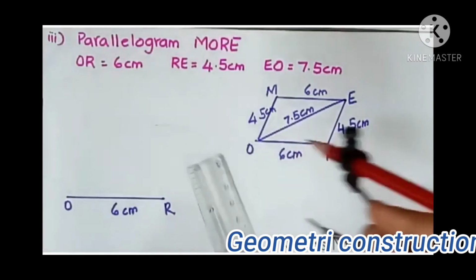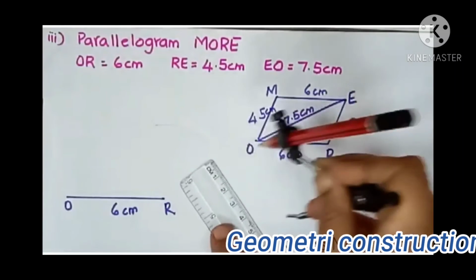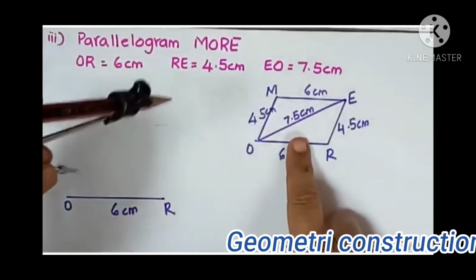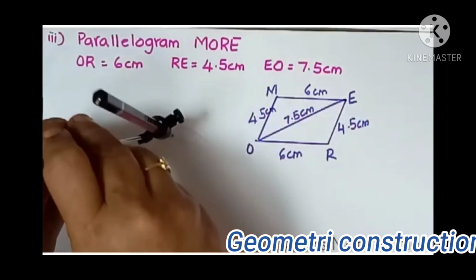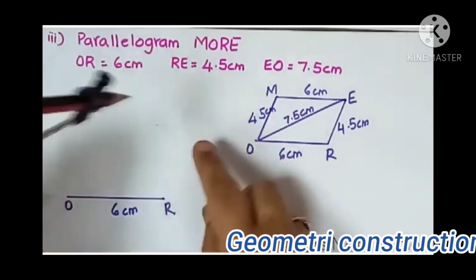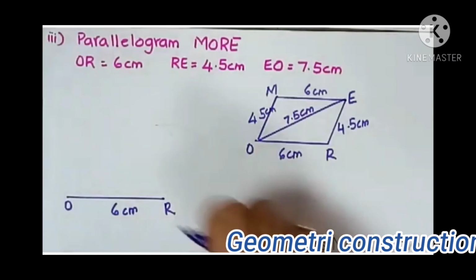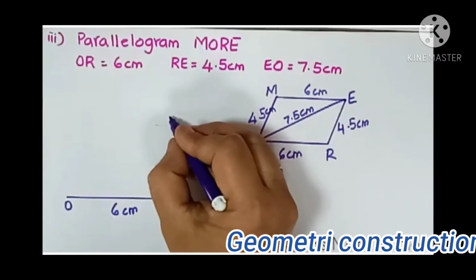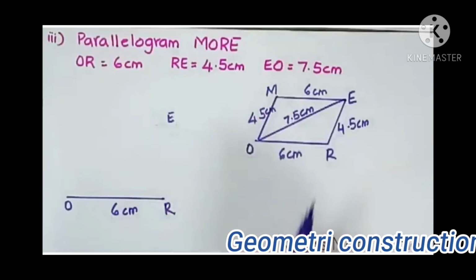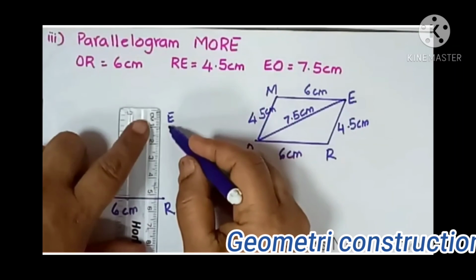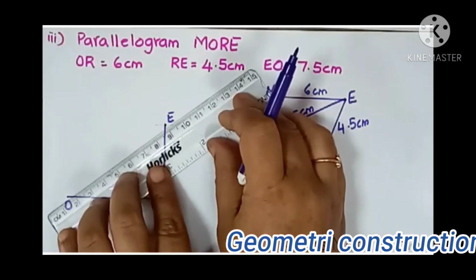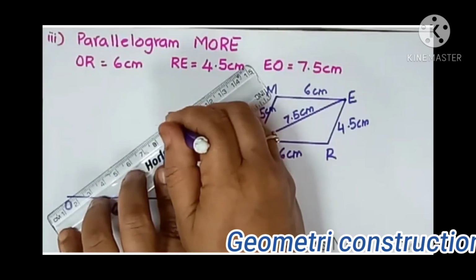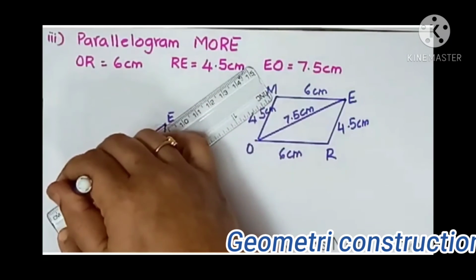Now take the measurement of the diagonal, that is OE is equal to 7.5 centimeter, and cut the previous arc from O as a center. Again we get a point of intersection, that is E. Now join ER and OE.